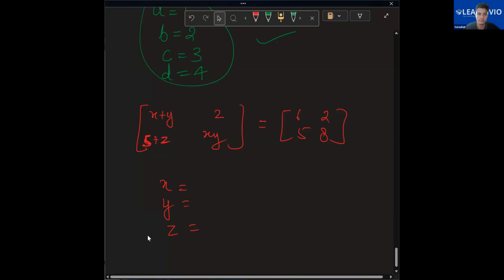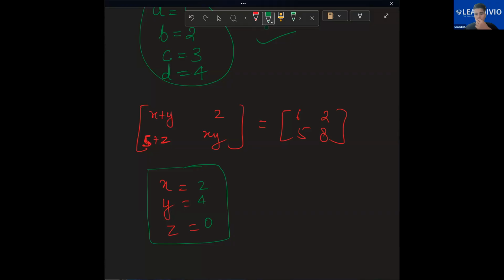X is 2, Y is 4, Z is 0. Right. You can have one more answer. Sir, X can be 4 also. Y is 2, Z is 0.